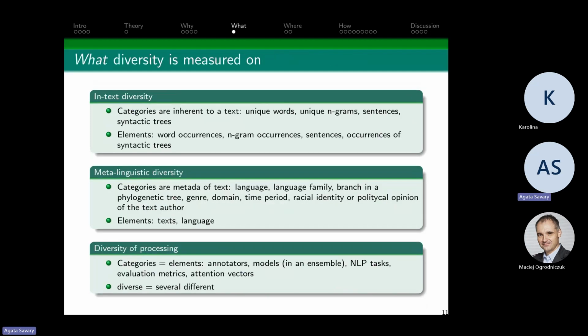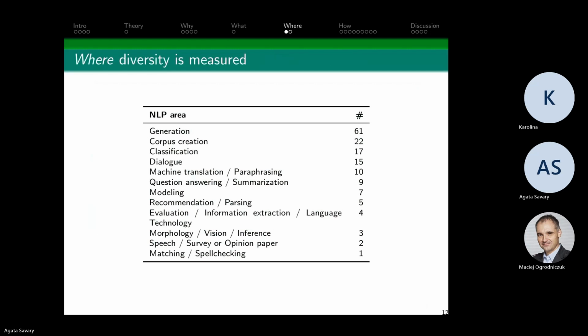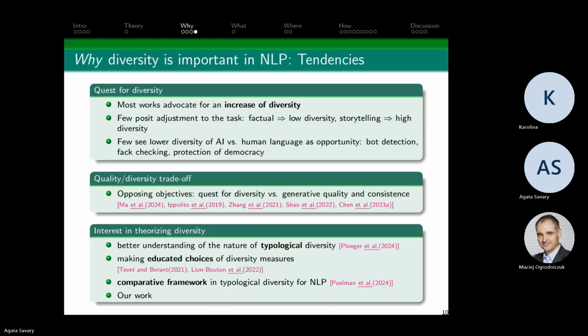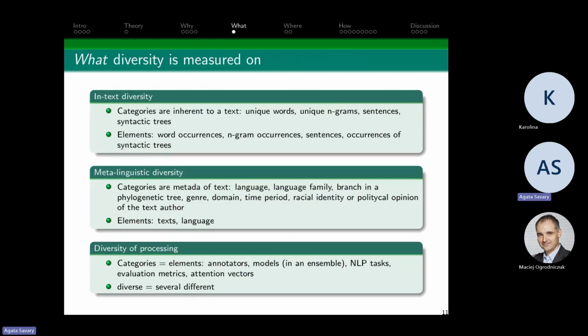Now, let's go to what. So we answered the question why. Now, diversity of what is measured in NLP? We saw 3 different categories of objects emerge, of which diversity is measured.